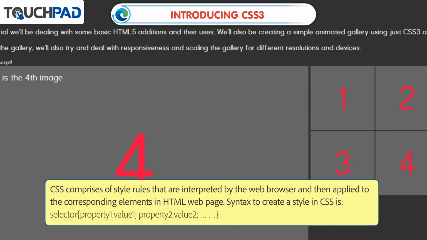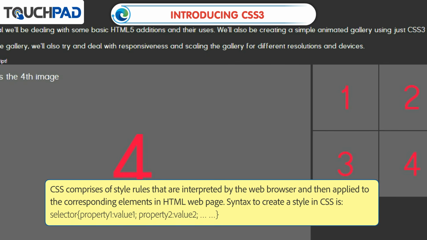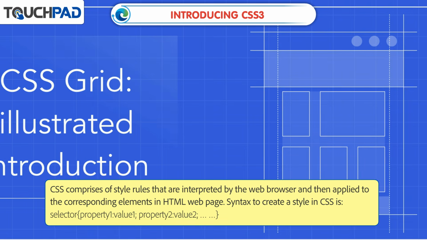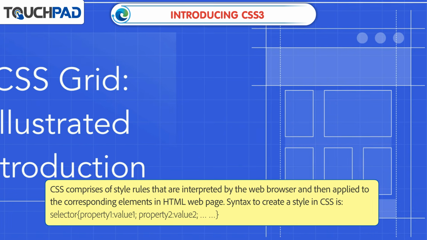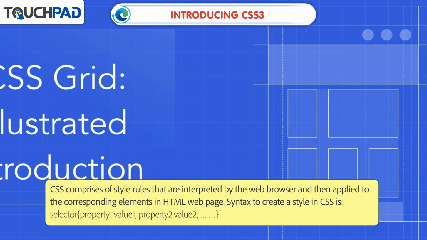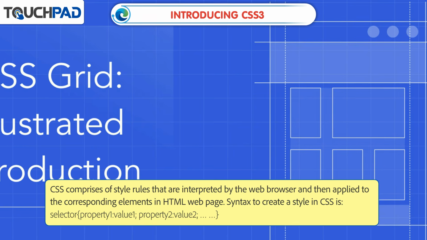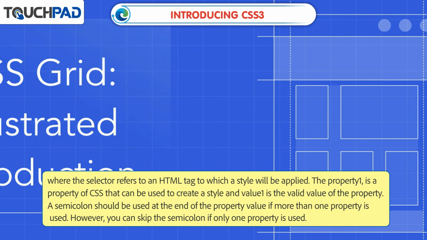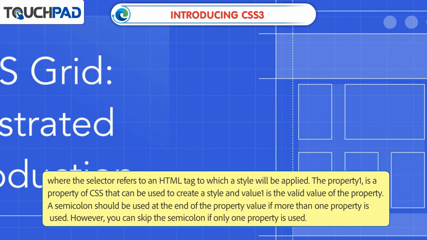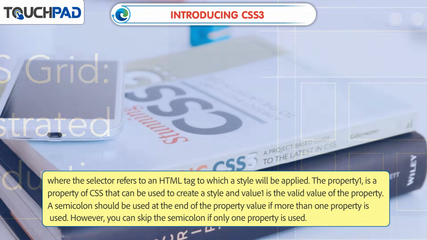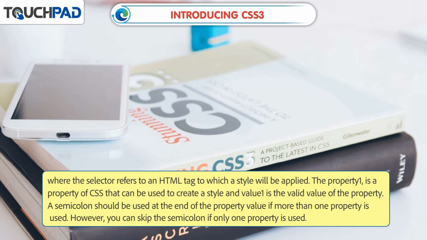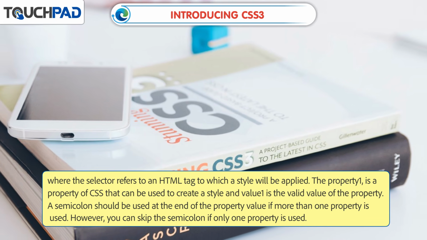CSS comprises of style rules that are interpreted by the web browser and then applied to the corresponding elements in HTML web page. Syntax to create a style in CSS is where the selector refers to an HTML tag to which a style will be applied. The property 1 is a property of CSS that can be used to create a style, and value 1 is the valid value of the property.